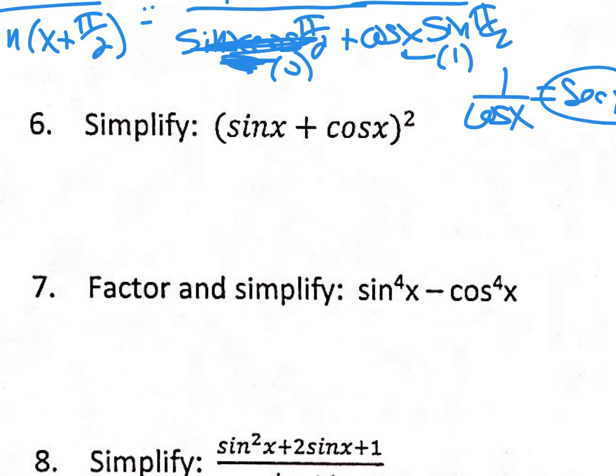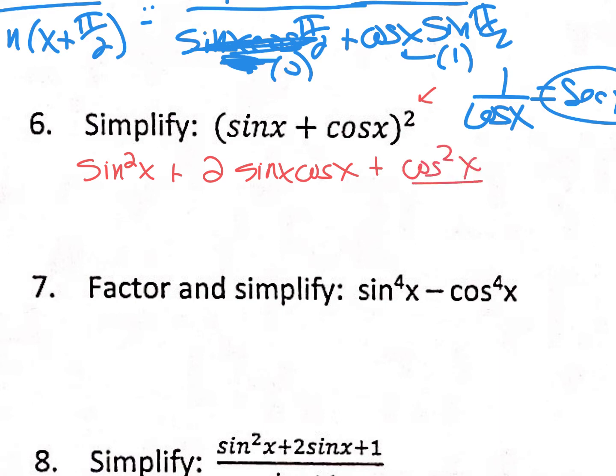Okay, let's keep going. Number 6 just says simplify. Now, don't forget, if you have a square outside of a parentheses, you have a square, multiply, double, square. So I'm going to square the sine. I'm going to multiply the sine x and cosine x together and double it, which means you put a 2 in the front. And then I'm going to square the cosine, which gives me cosine squared.